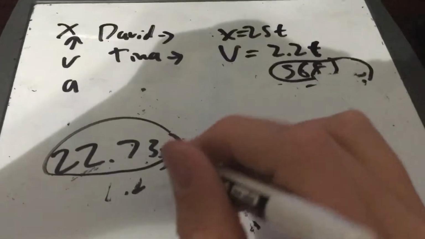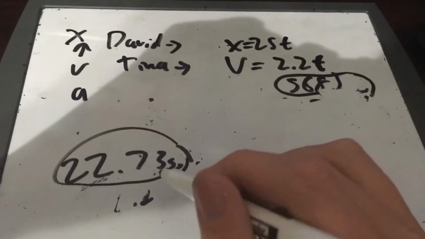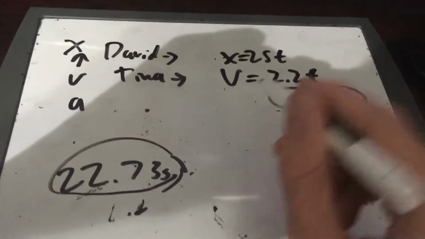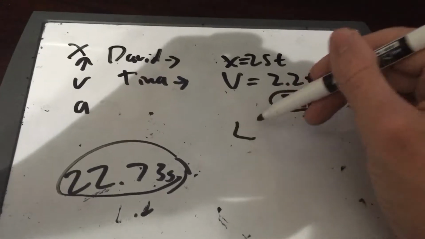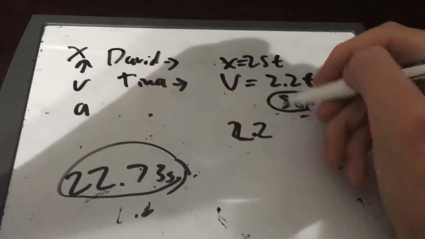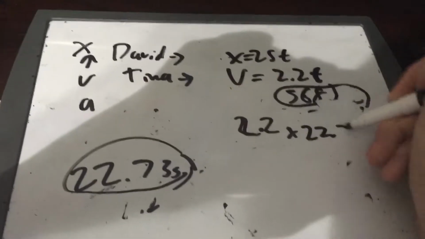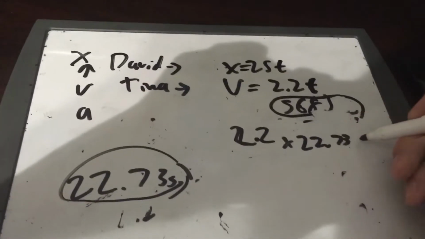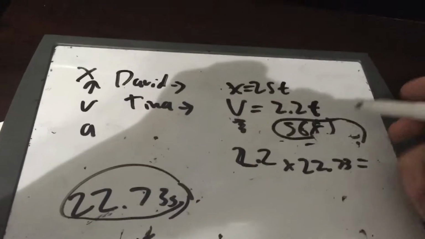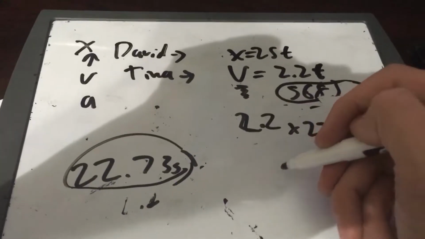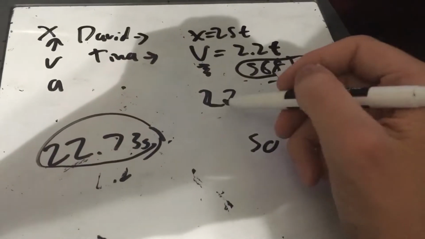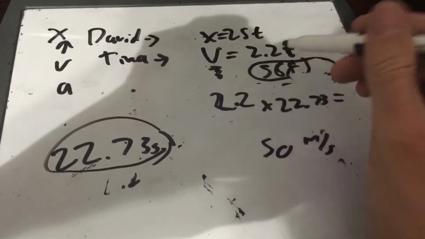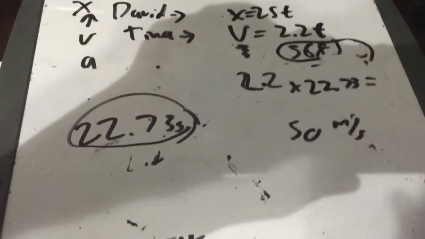But for this problem, we know that it took 22.73 seconds to pass them, and that her velocity is 2.2 times that time. So we just do 2.2, since that's her acceleration rate, times 22.73, which is the time that it took, to get her velocity, because that's what this equation is. And that gets you her velocity of 50 meters per second. Because if we remember, the way we got this is by dividing 50 by 2.2. That's how I got this so fast.